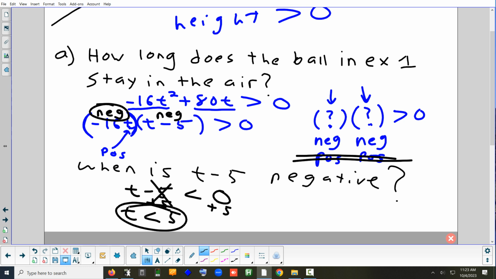Yeah, it's like less than 5 seconds. When it hits 5 seconds, the ball's back on the ground. So at like 4.9999 seconds, it's just about to hit the ground. So the ball is in the air just under 5 seconds.